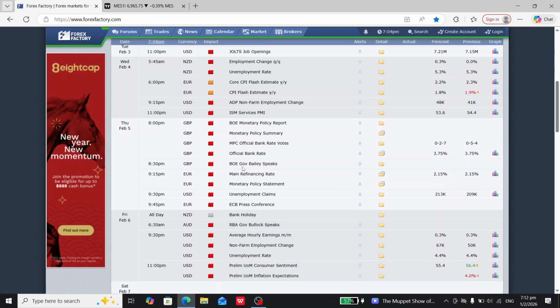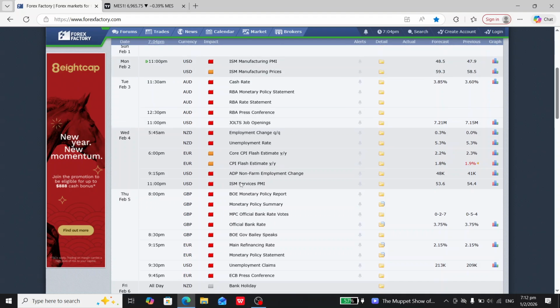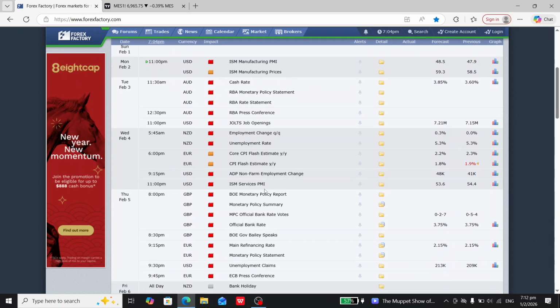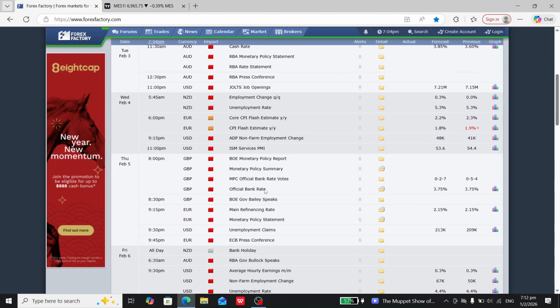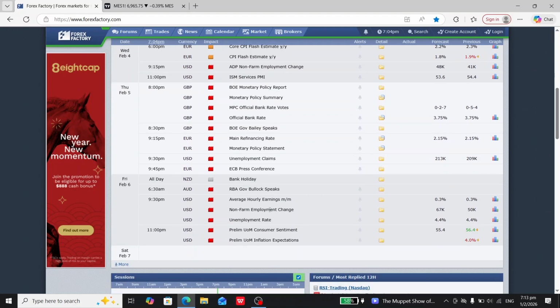So pound, let's say UK 100. Thursday has the bank rate, so this is for UK 100. UK 100 can be traded on Monday, Tuesday, maybe Wednesday. Don't touch the UK 100 after this news finishes.